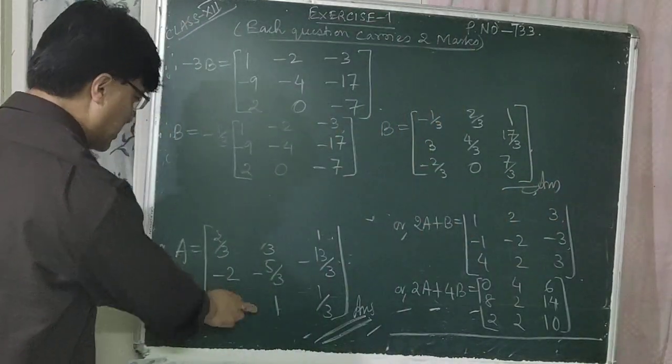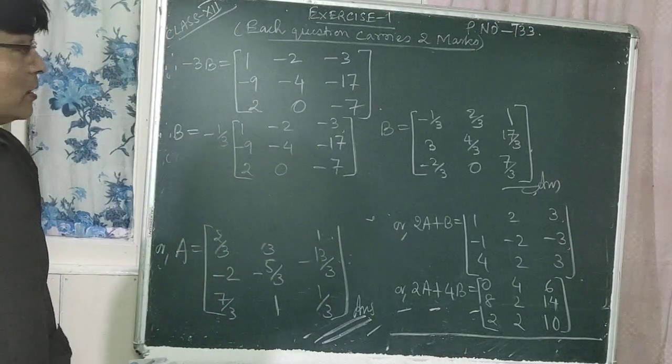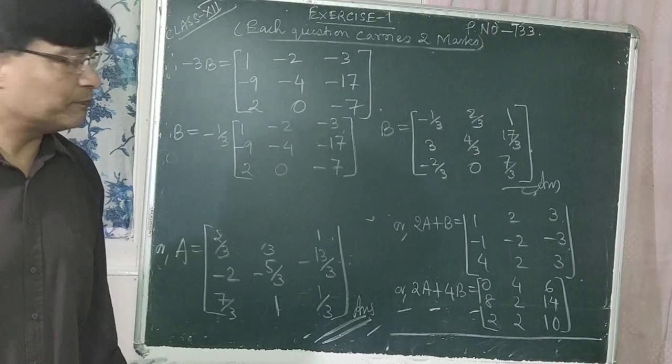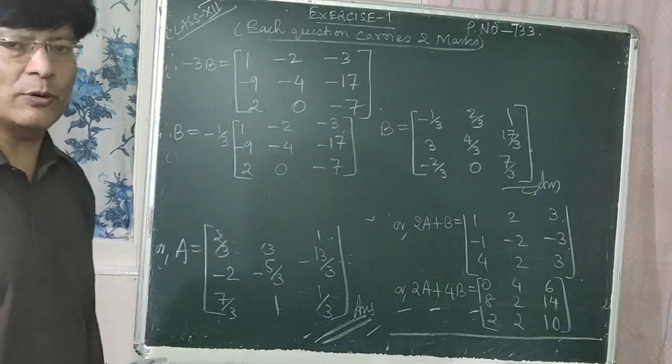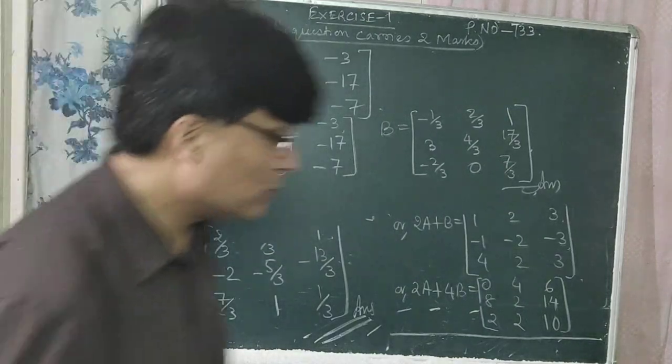So these are the answers. So this is your matrix A and that is your matrix B. So these are the answers. So this is the method to do this problem. So similarly you can do number 1 and number 2. That is your homework. Okay. So we'll do the next question now.